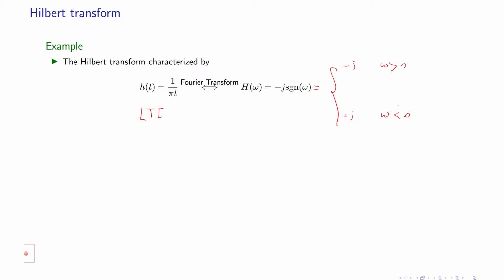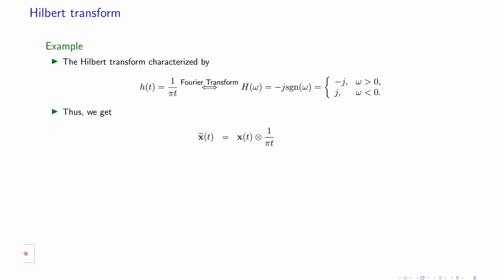If you calculate the magnitude of H of omega, the magnitude of this is 1. So it has a constant magnitude, and positive frequencies are multiplied by minus j, and negative frequencies are multiplied by plus j. So it's kind of like the sign for positive frequencies and negative frequencies are different. This is the only difference.